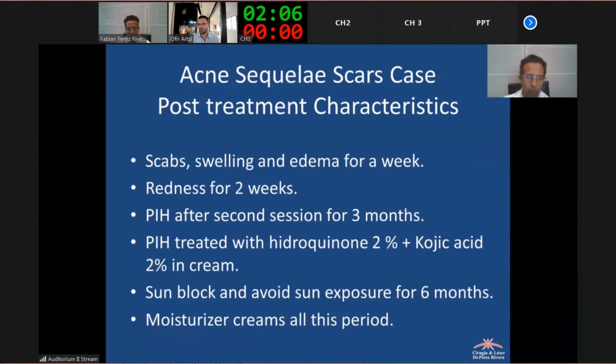And of course, we advise our patient to use sunblock and avoid sun exposure for at least 6 months, and to use moisturizer cream all this period.